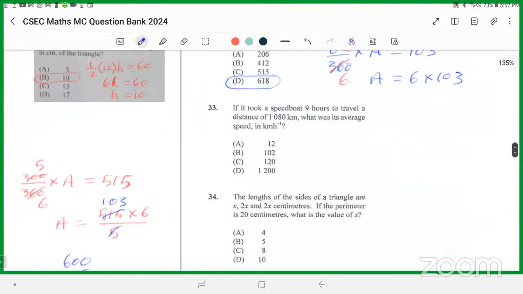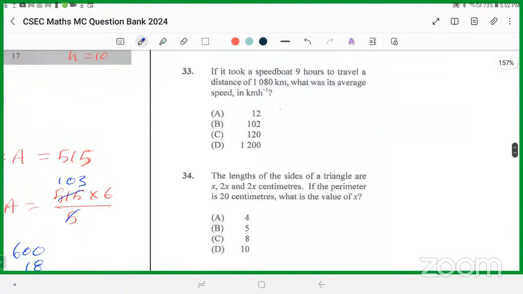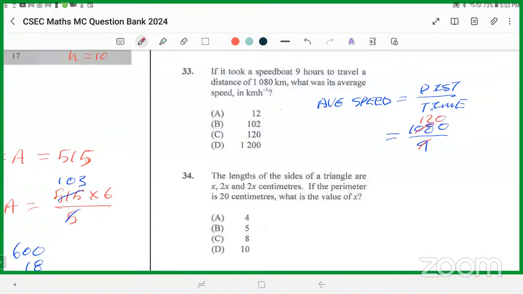All right. Some speed, time and distance. This one says, if it took a speedboat 9 hours to travel a distance of 1080 kilometers, what is the average speed? The average speed is the distance over the time, which is simply 1080 over 9. That's 120, because 9 goes into 108 12 times, and then you have the 0. That's 120 right here.